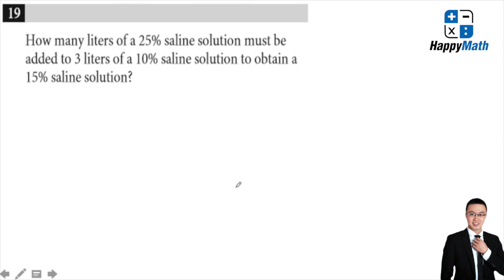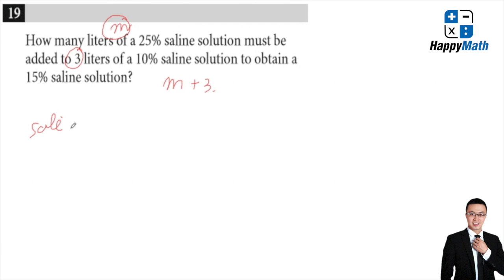Question 19. How many liters of the 25% salt solution must be added to 3 liters of the 10% salt solution to obtain a 15% salt solution? Okay, I will set the number of liters of the 25% salt solution to be m. So you have here 3 liters and here m liters, and the total is m plus 3 liters.